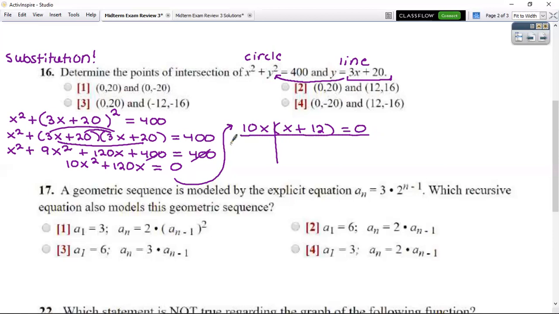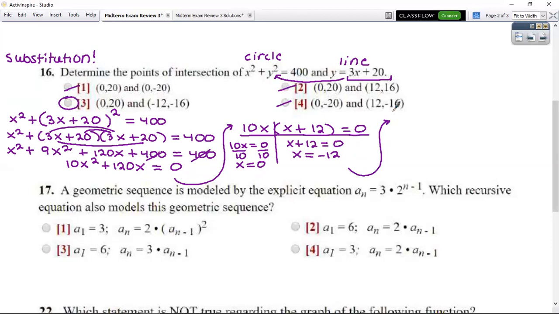So on the left here, I have 10x equals 0. So divide by 10, divide by 10. First answer is x equals 0. Over here, I go x plus 12 equals 0. Minus 12, so x is negative 12. Can we rule out any answers yet? Actually, I think you can. So it's negative 12, right? So you're done. So it would work out to be choice 2. I'm sorry, choice 3.